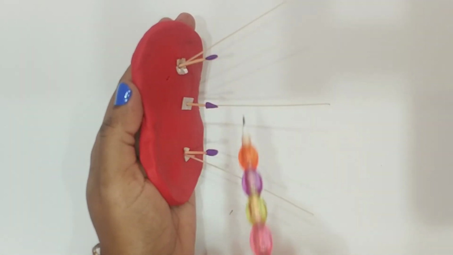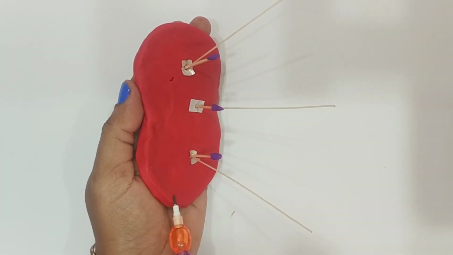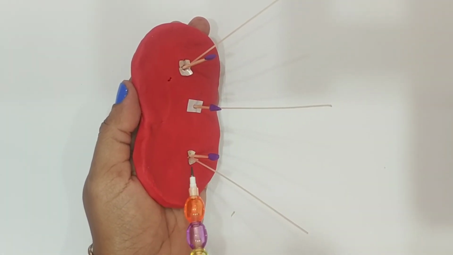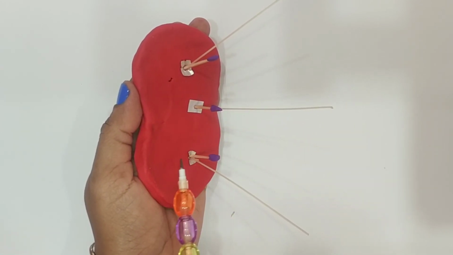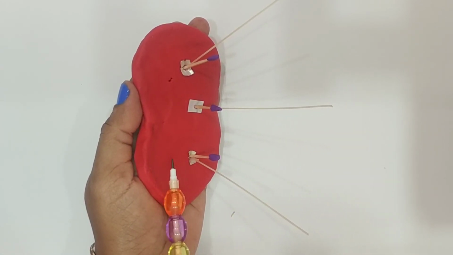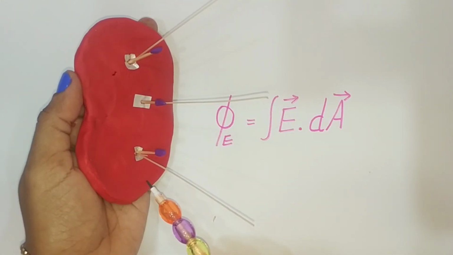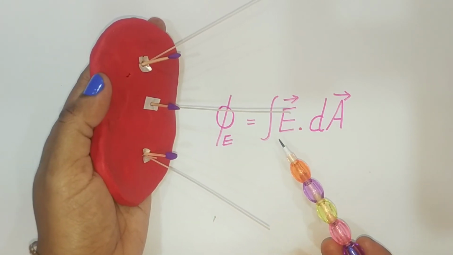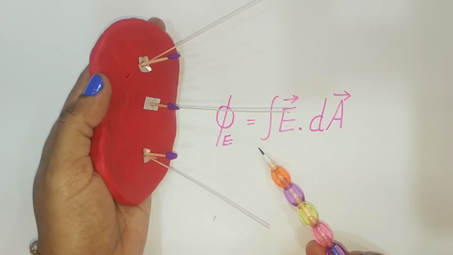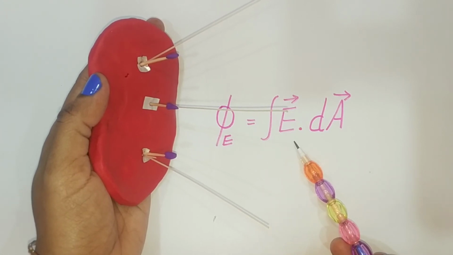So to find the overall electric flux, we have to divide this whole area element into smaller area elements, and we have to find the integration of all the flux values. The electric flux through an arbitrary area element placed in a non-uniform electric field is given by the expression phi E is equal to integral E vector dot dA vector.